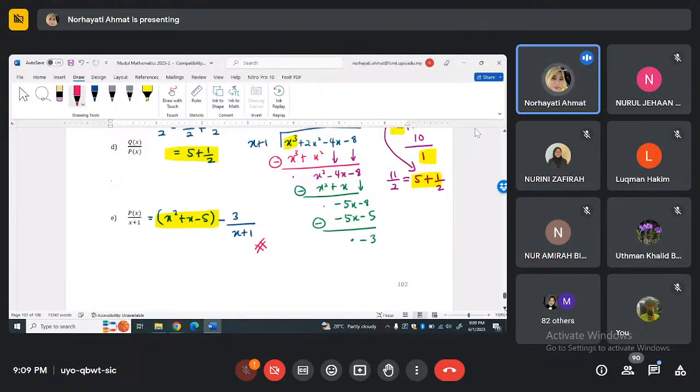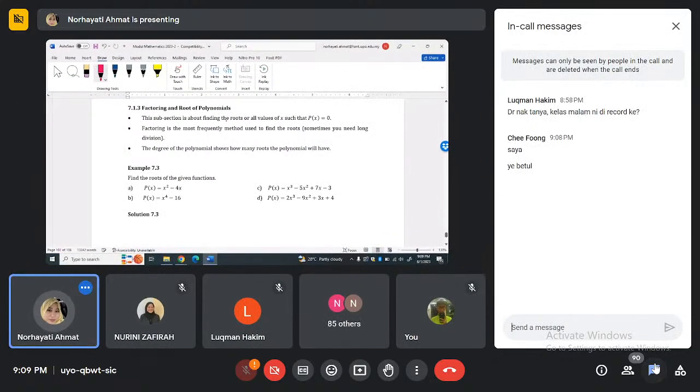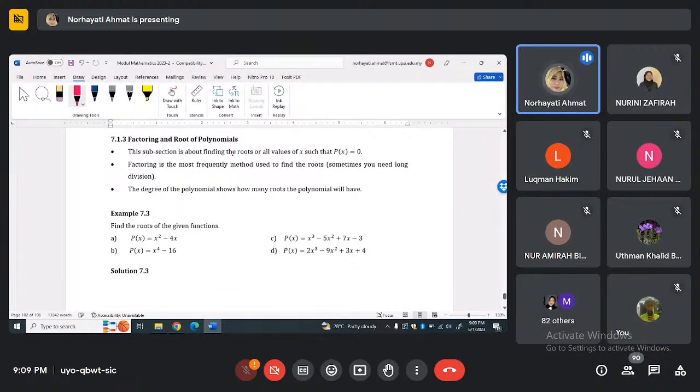Okay, good. Next, let's move to section 7.1.3, factoring and root of polynomials. So how to factorize the polynomial. Okay, so this subsection is about finding the roots, all values of x such that polynomial equals to 0. Means we need to solve the polynomial. Okay, finding the root means we solve the polynomial. Okay, how to solve the polynomial?